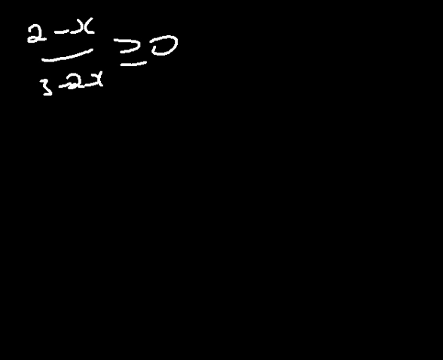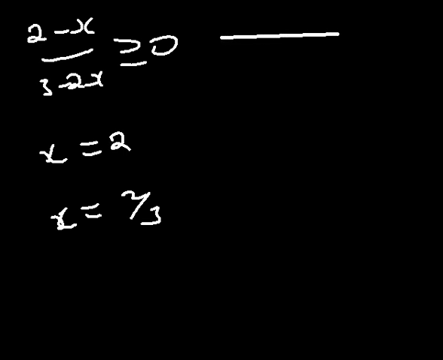So we have to solve the numerator separately as well as the denominator separately. The critical value for the numerator is x equals 2. For the denominator, the critical value is x equals 2 over 3. So these are the critical values you have to understand. Then I should bring them onto the number line, and as we are actually doing it.